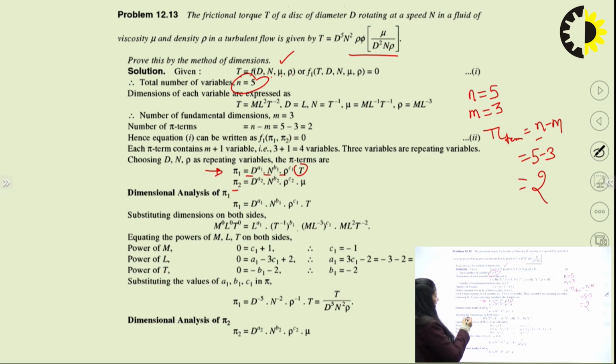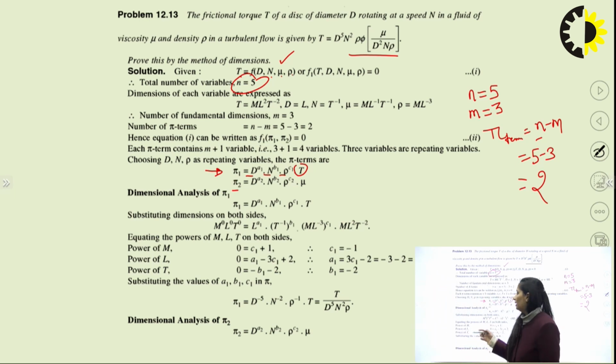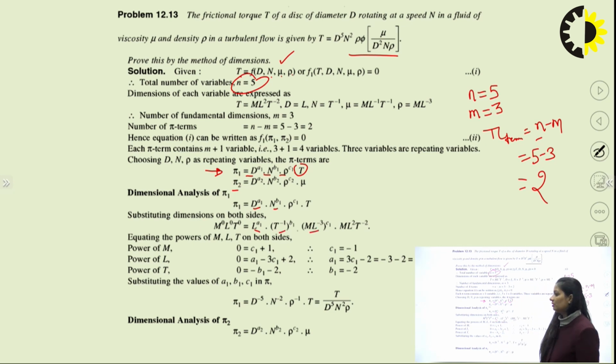Now the dimension analysis of pi 1. We need to write all the correct dimensions of all the parameters involved. So parameters involved for this pi 1, obviously it is a dimensionless parameter, so that will be equal to M0 L0 T to the power 0, and the other terms: for diameter will be L, for n will be T to the power minus 1, for rho is M L to the power minus 3, and for T is M L2 T to the power minus 2.